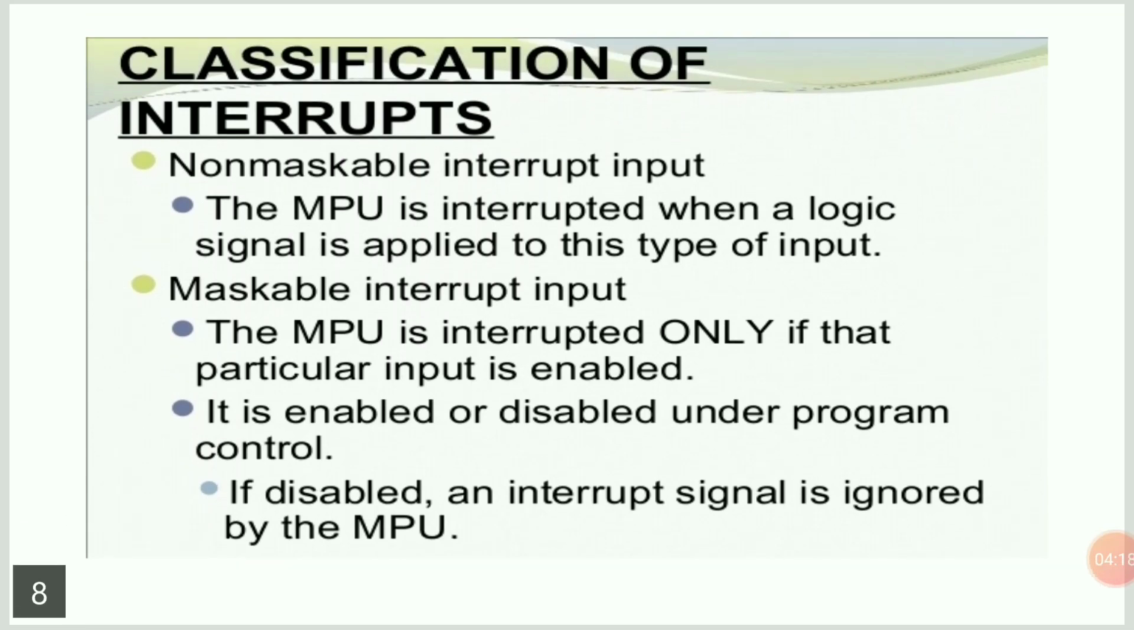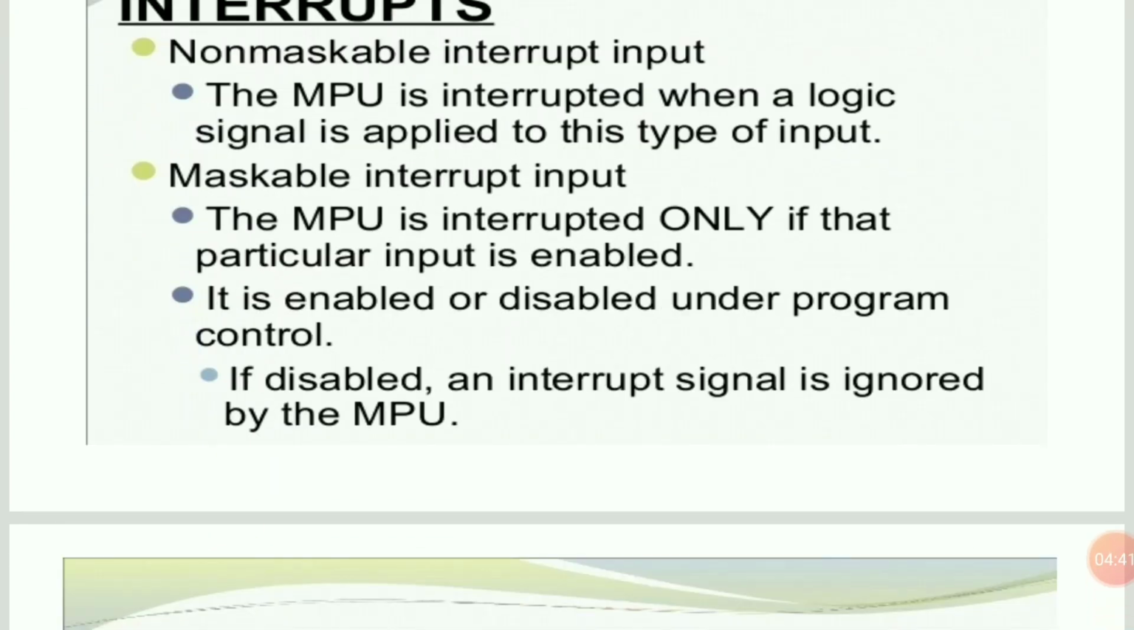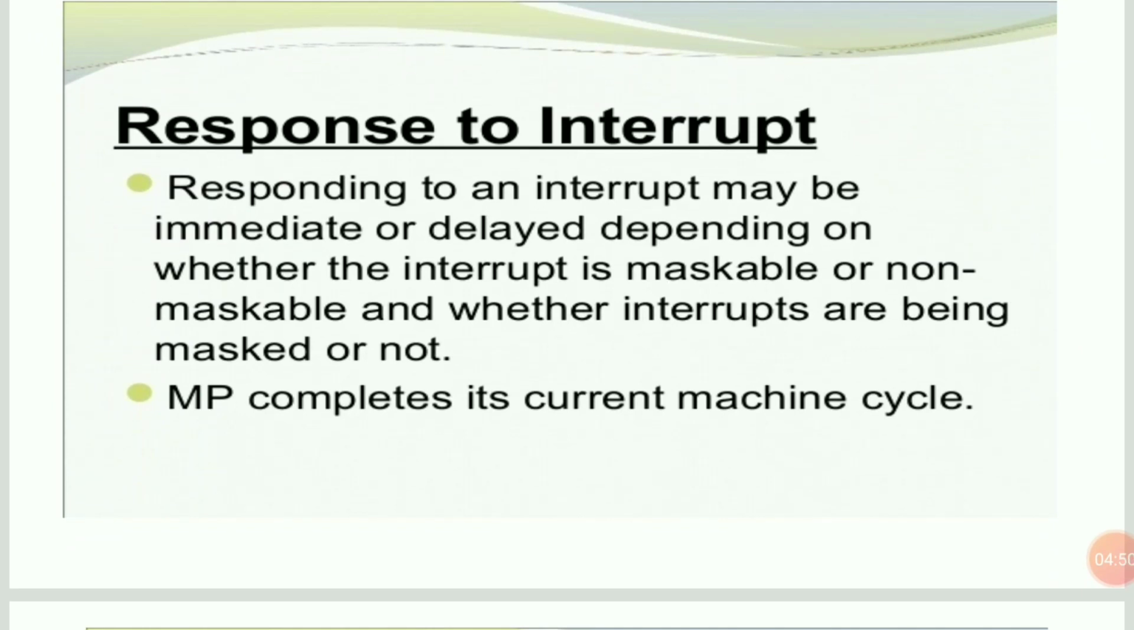Non-maskable interrupt input: the microprocessor is interrupted when a logic signal is supplied to this type of input. Maskable interrupt input: the microprocessor unit is interrupted only if that particular input is enabled. It is enabled or disabled under program control. If disabled, an interrupt signal is ignored by the microprocessor unit. See, if the interrupt is enabled, then only will the microprocessor clear the interrupt. But if it is disabled, then the microprocessor will reject it or delay it.